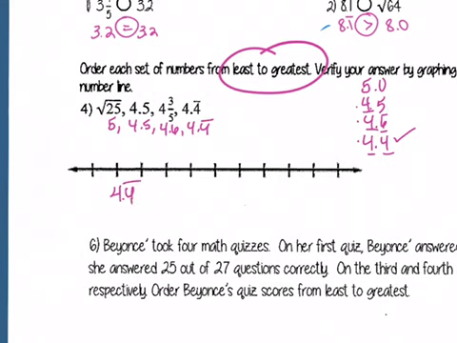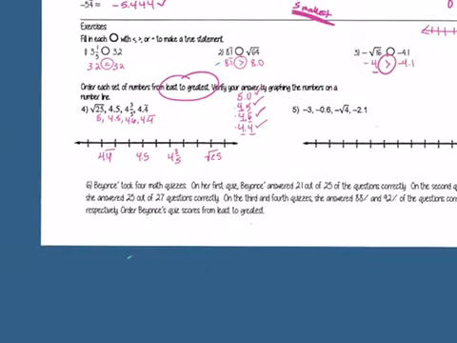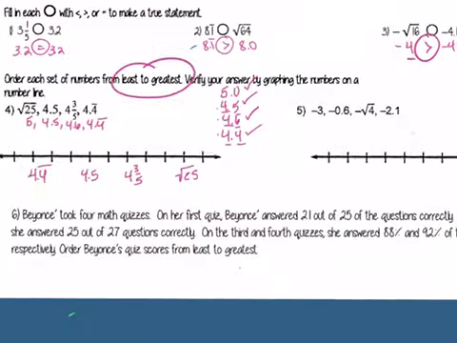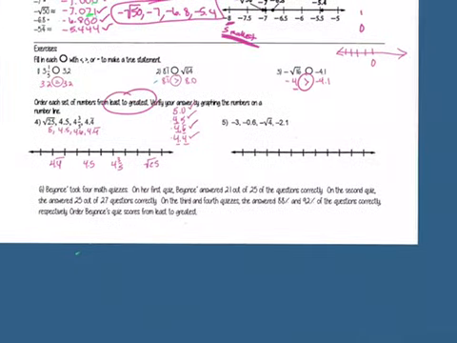Then the next step would be 4.5. Then the next one, 4.6, so 4 3/5. And my biggest is the square root of 25. So like I said, if it helps you to put it vertically, please do that, if that's what helps.